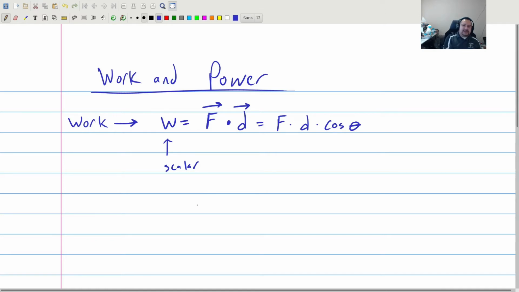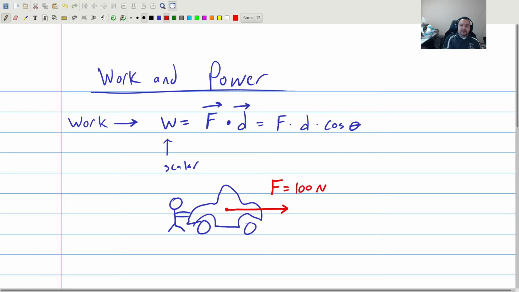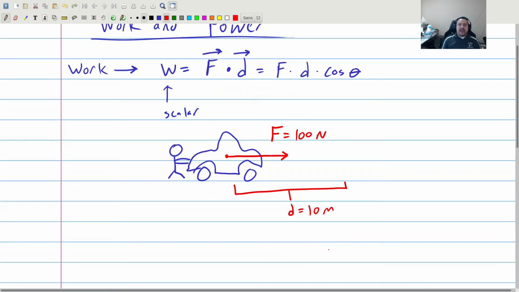So, in this case, let's say that we have a car. And we decide we're going to push on that car. So, we push the car with a force directed this way, F. And maybe the force is going to be 100 newtons. And maybe we're able to get this car to move a displacement. The displacement is going to be to the right as well. And it's going to be equal to, how about 10 meters? How much work have we done?